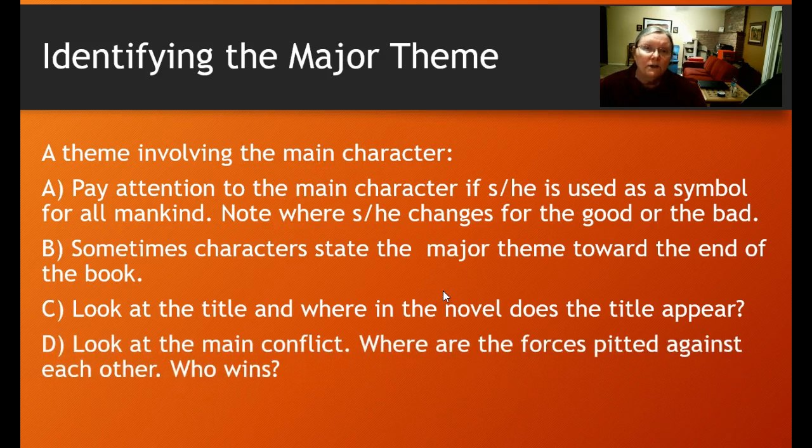Then take a look at the main conflict. Who is against whom? And then who wins? Or is there a winner?